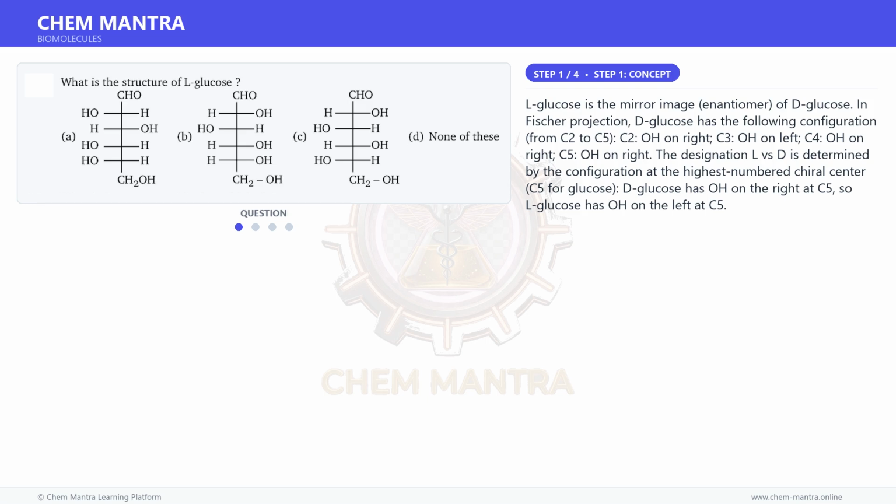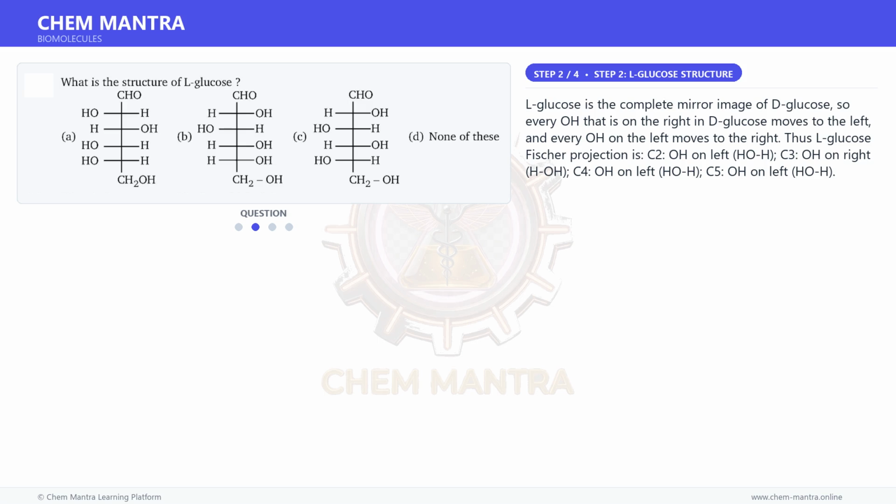In Fischer projection, D-glucose has the following configuration from C2 to C5: C2, OH on right; C3, OH on left; C4, OH on right; C5, OH on right. The designation L versus D is determined by the configuration at the highest numbered chiral center, C5. For glucose, D-glucose has OH on the right at C5, so L-glucose has OH on the left at C5.